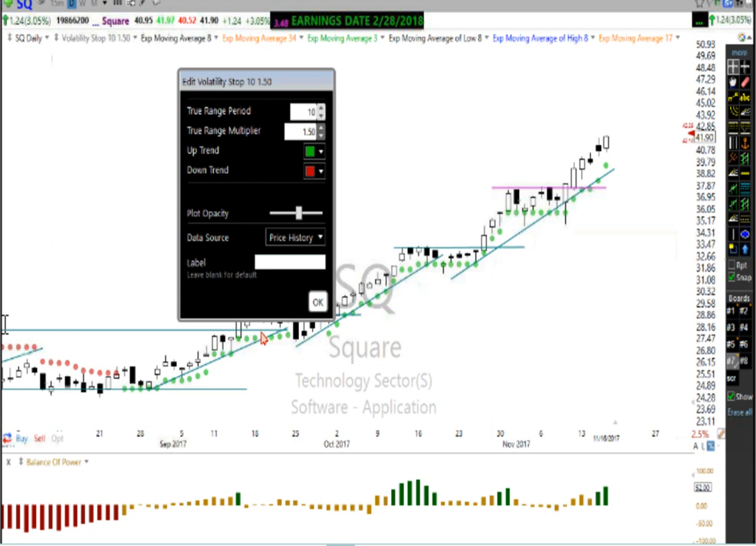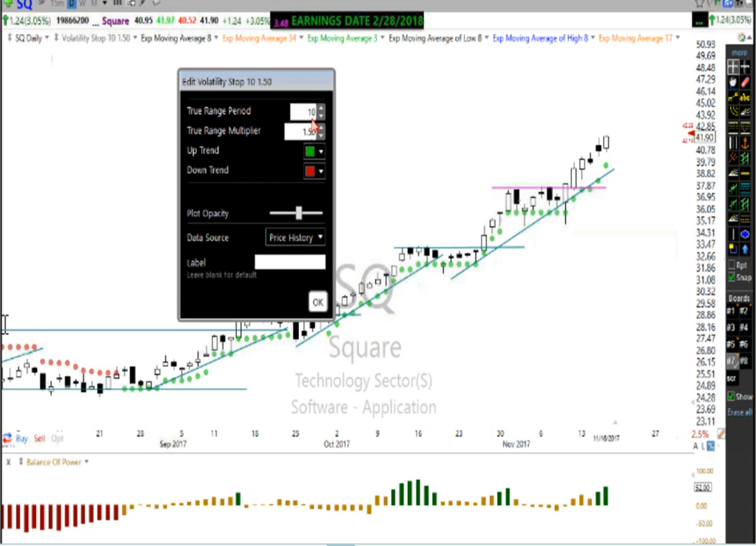Okay, yeah, it does look like parabolic SAR. You are correct. It does look like parabolic SAR, but it is not. In fact, it's way different than parabolic SAR. It's just an average true range, and over a year's worth of testing, I found that this 10 period is one of the best for me for the way I trade, swing trade.